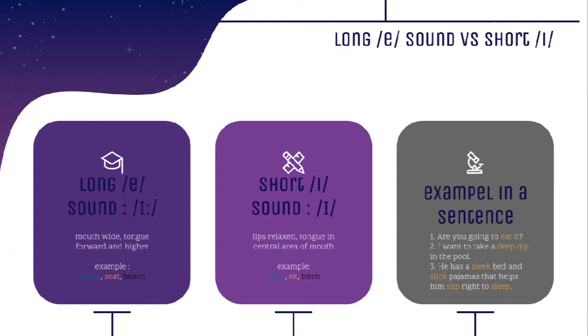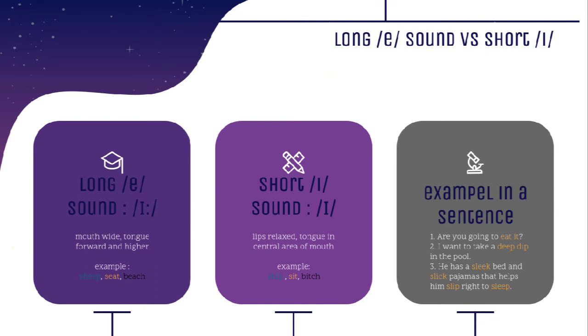Let's look at the next one. So we are gonna move to this one. These are two vowel sounds that commonly confuse: that long E sound versus short E. Long E, how do we make this? This is a sound that many of us are probably familiar with. It's produced when you open your mouth wide and your tongue is forward, and also it's a little higher too.